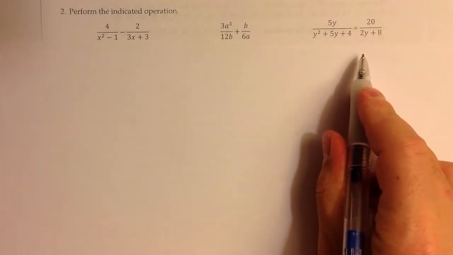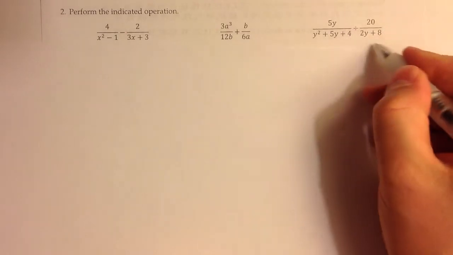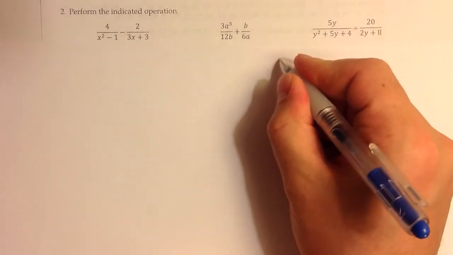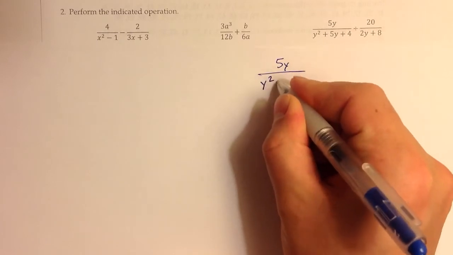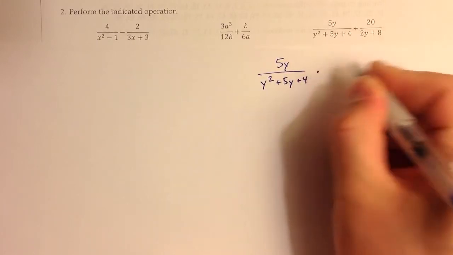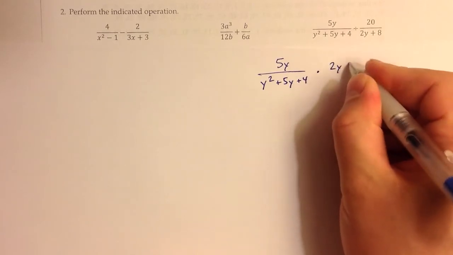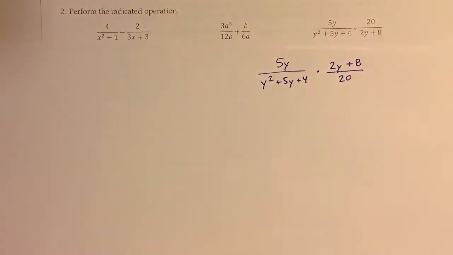To divide two rational expressions, I can multiply by the reciprocal of the second rational expression. So I can rewrite this as 5y divided by y squared plus 5y plus 4, times 2y plus 8 divided by 20. So let me point out a couple things to be careful here.